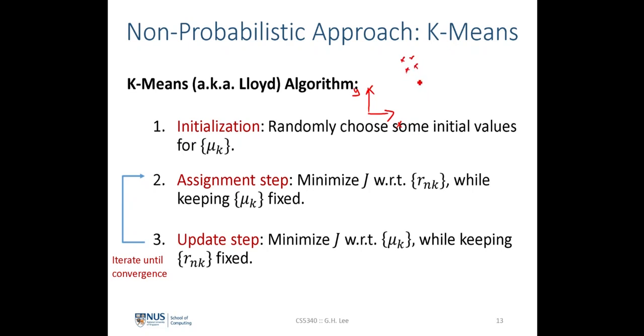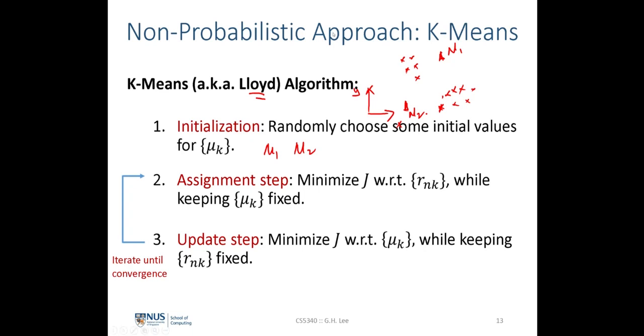I have all the data points that I observe. Suppose that there are only two classes, mu1 and mu2 respectively. I'm going to simply select 2 points and randomly initialize them as mu1 and mu2, and then I'll start this k-means algorithm, which is also known as the Lloyd algorithm, named after this particular guy, Lloyd.